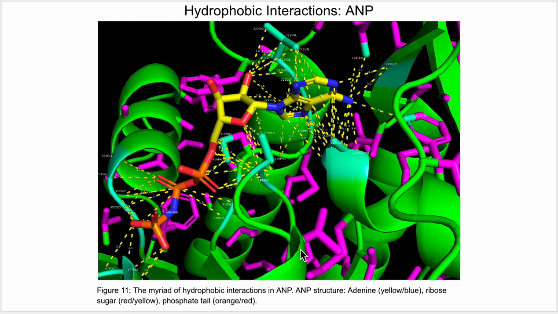Also, this is ANP, and we can see that between the beta phosphate and gamma phosphate, there's a nitrogen, which makes this molecule non-hydrolyzable. If this were an ATP molecule, the beta phosphate and gamma phosphate would be connected by a bridging oxygen, which would make it susceptible to hydrolysis.